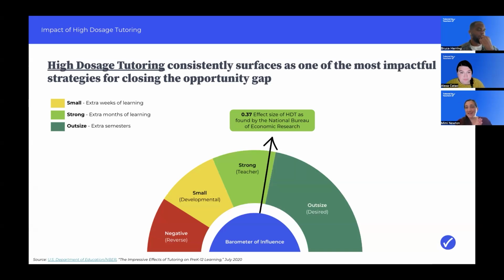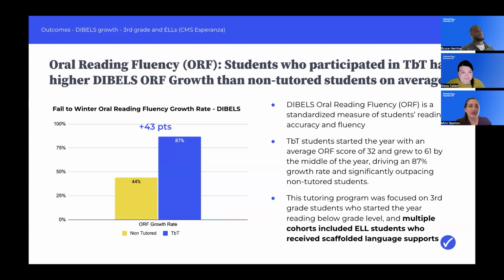So we don't just look at national research at Tutored by Teachers, we also look at our own programs. This is an example of an early literacy program. One of the most frequent goals that schools have for their elementary age English learners is foundational literacy growth. And our explicit and systematic program for foundational literacy is a really great option when you couple it with those bilingual and EL supports that Alexa mentioned.